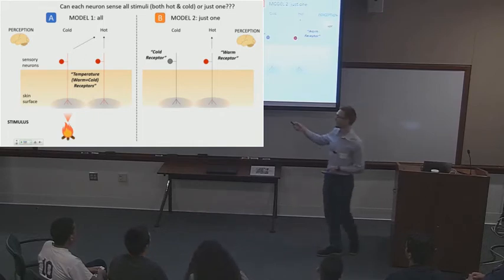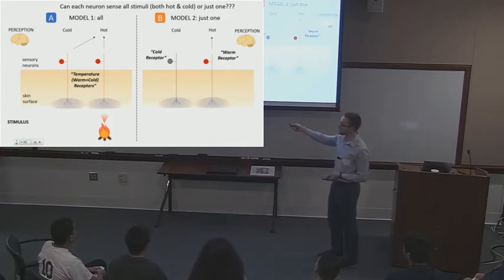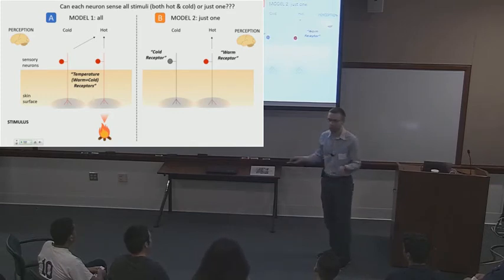Hot. The person will feel hot. Okay. What if we touch a different spot on the skin? What will the person feel? Probably hot. Okay, so notice that in this model, wherever you touch, it's always hot. Every point on the skin senses hot.